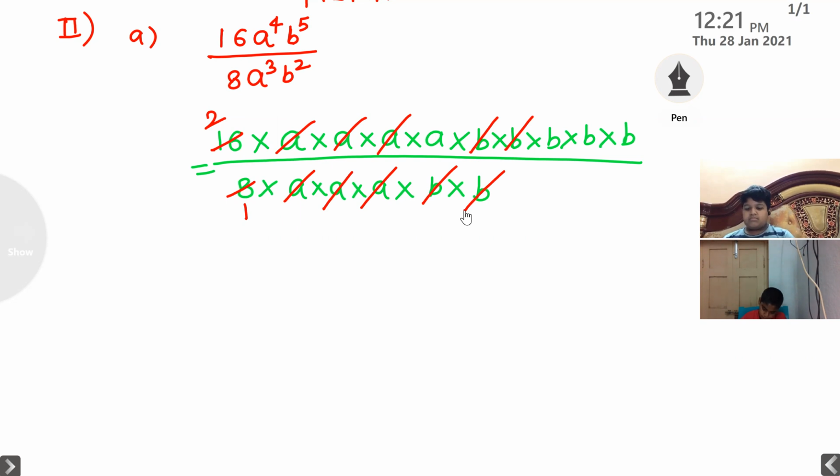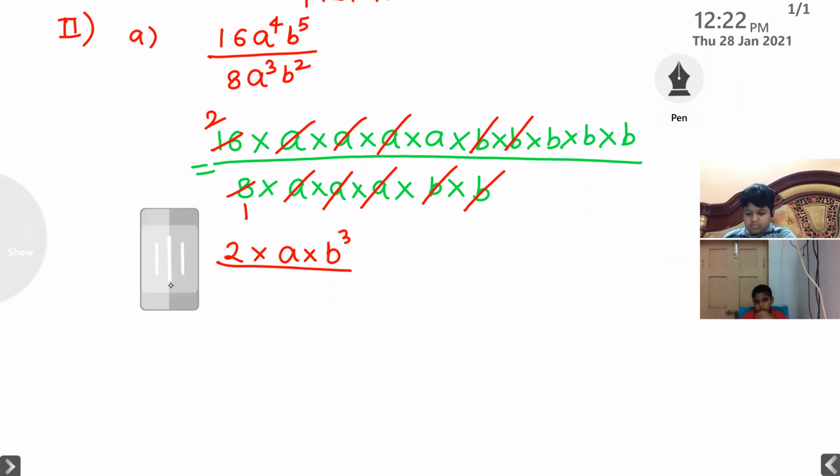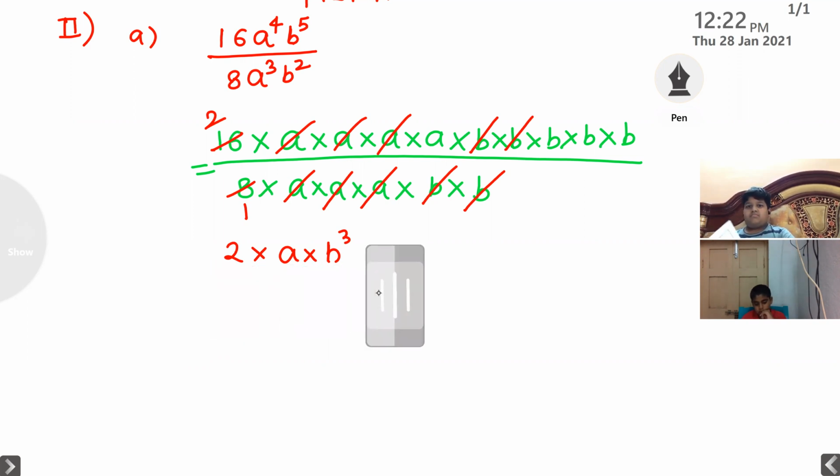Now numerator, check it. Which term is pending? 2 is pending. 1a is pending. 3b is pending. A into b cube upon, what is denominator? Nothing is there in denominator. Two into a into b cube. 2 into a into b cube. It means equals to 2ab cube. This is our first answer.